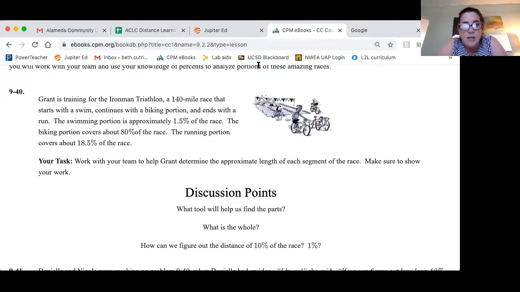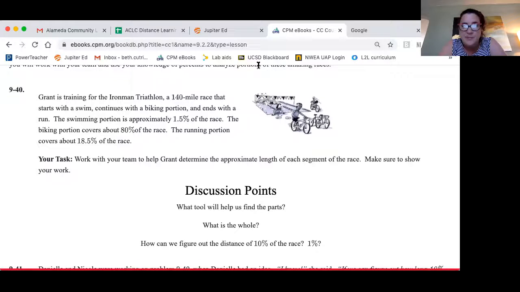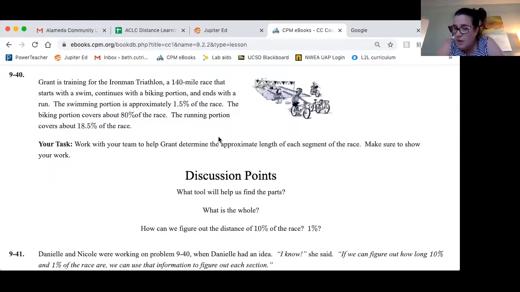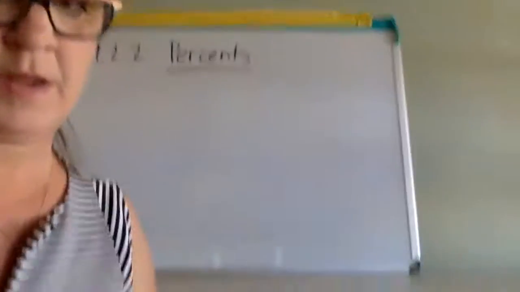So we're going to try to determine the approximate length of each segment. Be sure to show your work. So let's draw, I assume, a number line. And we're going to make the total 140 miles. And then we're going to break it into 20%, say, and approximate how far each of those three things are. So let me stop the share and go over to my whiteboard right here.